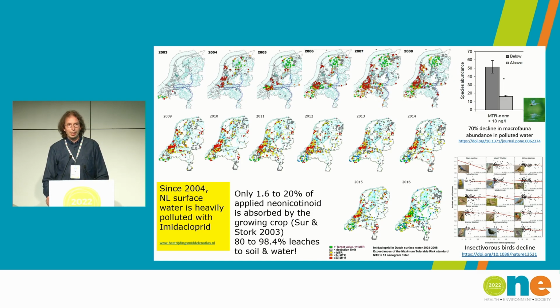This is a case from the Netherlands where we see continuous violations of the water quality standards for neonicotinoids in many, many successive years, all the red dots on the map. And it was in more than half of all the water samples over the whole country that the norm was violated. And we saw 70% less aquatic insects in the water samples that were over the norm. And we see in the same areas also a sharp decline in insectivorous birds that feed on insects.